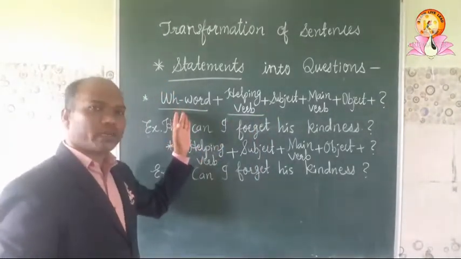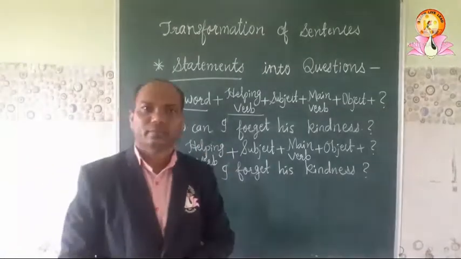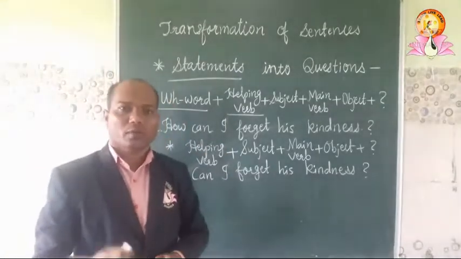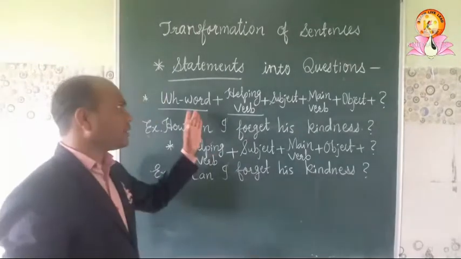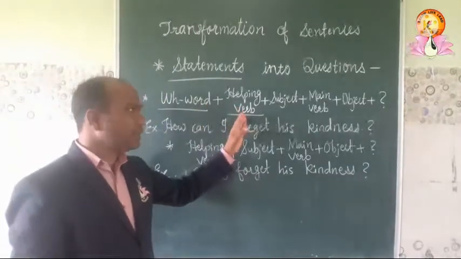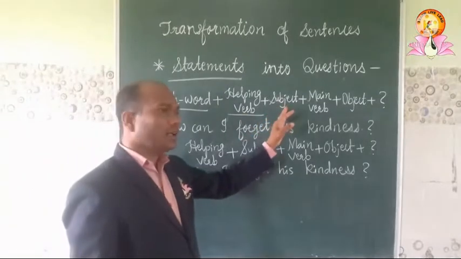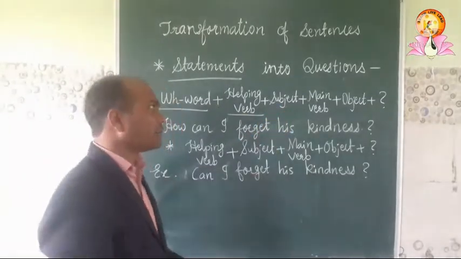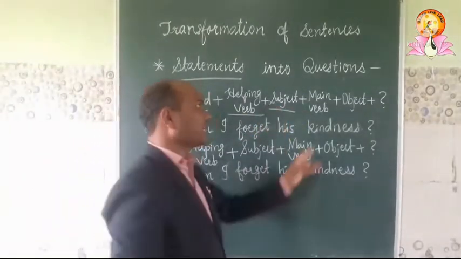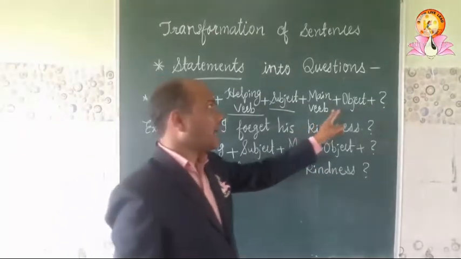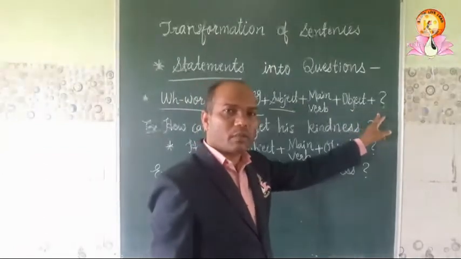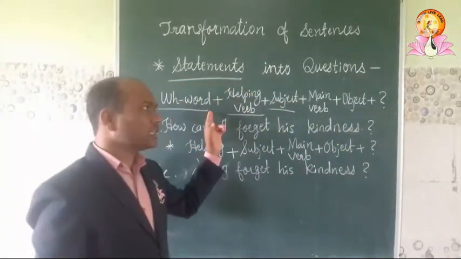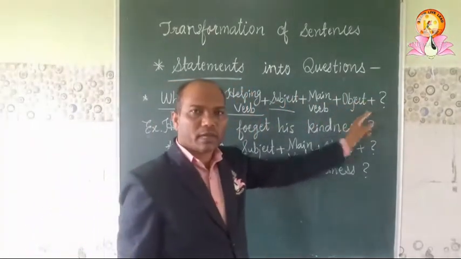First WH word, which are the WH words? How, who, where, what, why, etc. Then they are followed by the helping verb. Then here subject. After the subject, we can use the main verb, and it is followed by object. At last, we have to use question mark. The WH question ends with question mark.